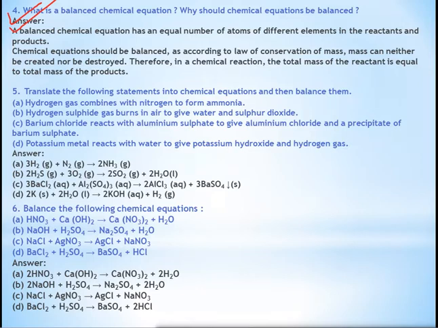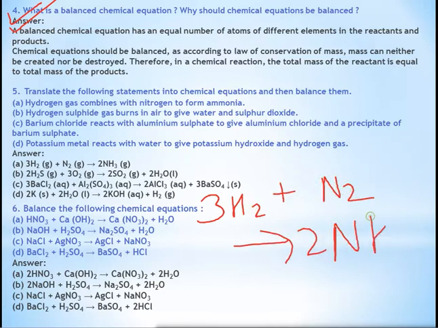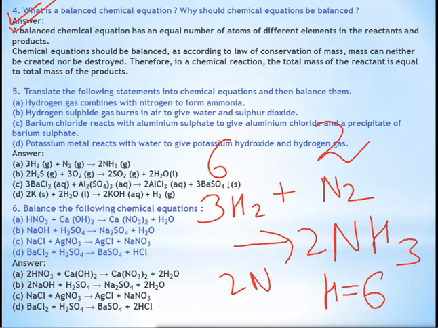Let's take up a small example. 3H2 plus N2 gives 2NH3. In this reaction, you can see 6 hydrogen atoms we have on the reactant side, and over there also 3 2s are 6, 6 hydrogen atoms on the product side. 2 nitrogen atoms we have on the reactant side, and this side also we have 2 nitrogen atoms. So this reaction is balanced, as the number of hydrogen atoms on the reactant side is equal to that on the product side, and the number of nitrogen atoms on the reactant side is equal to that on the product side. So this is a balanced reaction.